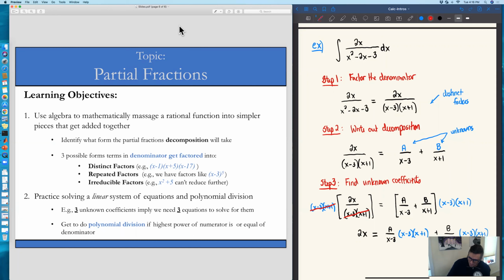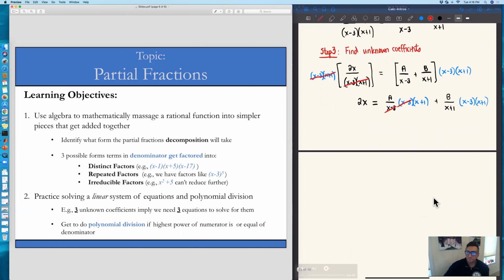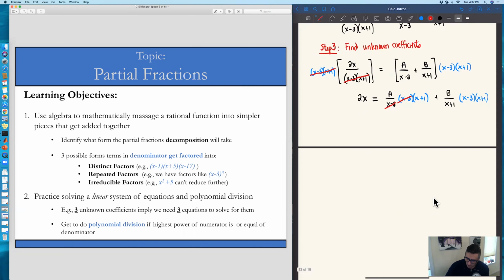And we'll see that in each of these terms, in the first term, the x minus 3 in the denominator cancels out that x minus 3 getting multiplied on. And in the term on the right, the x plus 1s cancel out. So what we're actually left with at this stage is 2x is equal to a all times x plus 1 plus b all times x minus 3. And what our actual goal is, remember, we have two unknowns in this equation. We have this unknown a, and we have this unknown b. We're trying to figure out and solve for those.